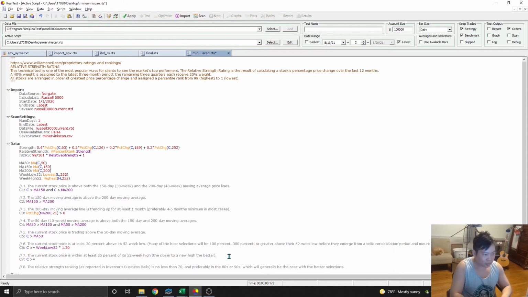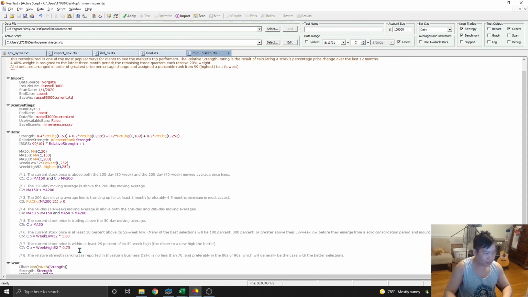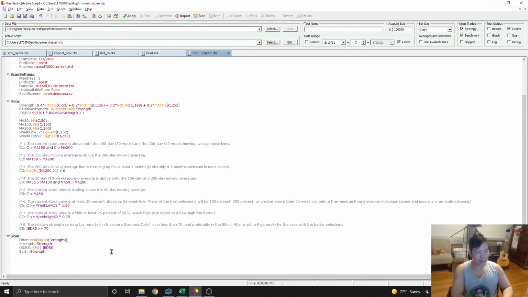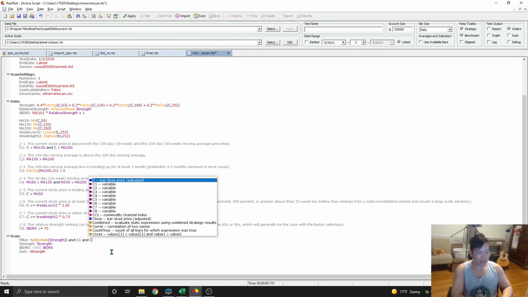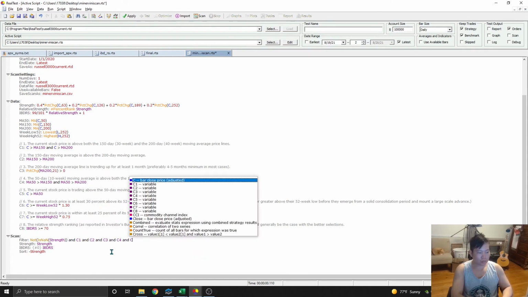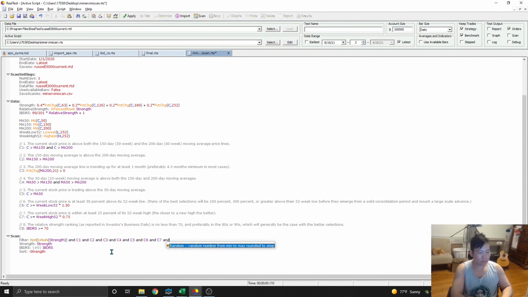Within at least 25% of its 52-week high. So we're going to take the 52-week high, we're going to take away 25%, and we should be above that. So it's basically a pullback in an uptrend. All right, so now our IBD-RS should be no less than 70, so at least 70. Okay, so now we just have to add our Mark Minervini conditions to our filter. So let's do that. That should do it.